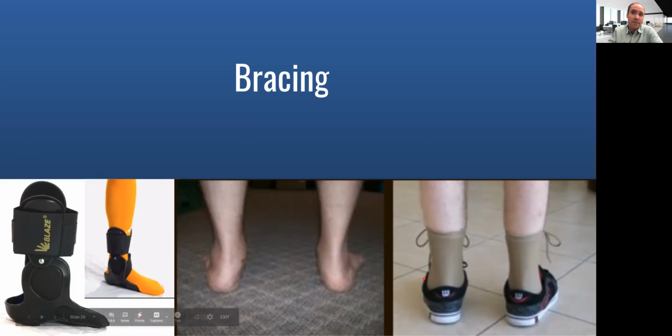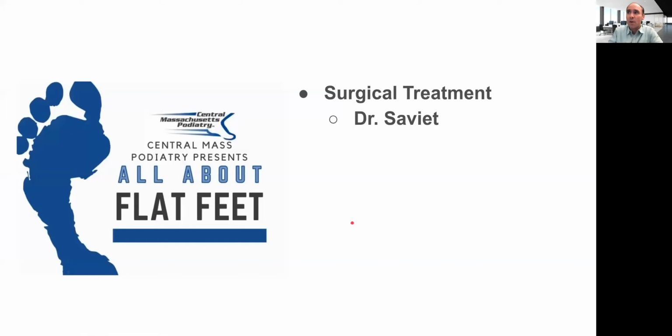This is very effective, and usually insurance covers something like this about every 5 years. And so if you have a very flat foot, maybe you've tried an orthotic and it's not enough, that's when you might want to consider an ankle foot orthotic like this. So now we're going to have Dr. Saviet here talk a little bit about some of the surgical treatments for some of these people that may have tried braces, may have tried orthotics, physical therapy, these other things that haven't really helped.